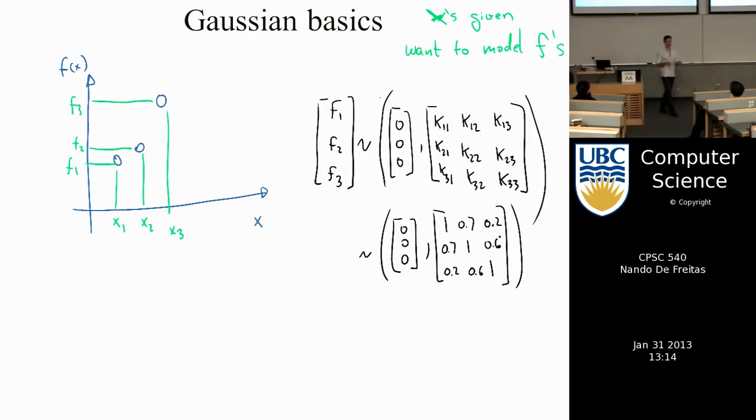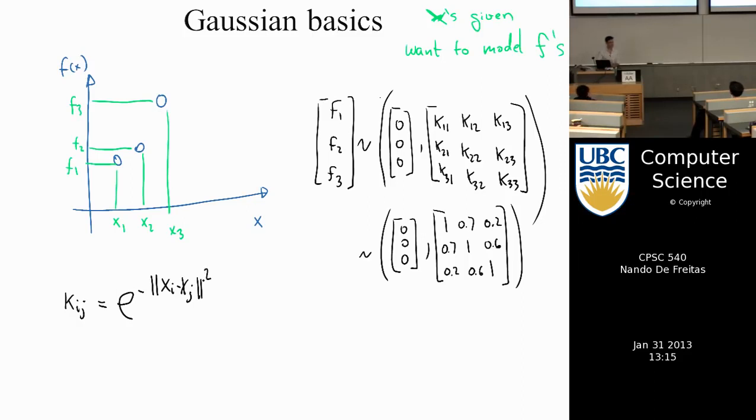The precise numbers don't matter. What matters is the differences between them. Now, how could I construct a matrix that has this property? A matrix that says that f1 is highly correlated with f2, not so much correlated with f3. The way to do it is to let each element Kij be given by a measure of similarity. How do we construct a measure of similarity? There are many, many ways. One possible way is to use this quantity, which we call the squared exponential kernel.